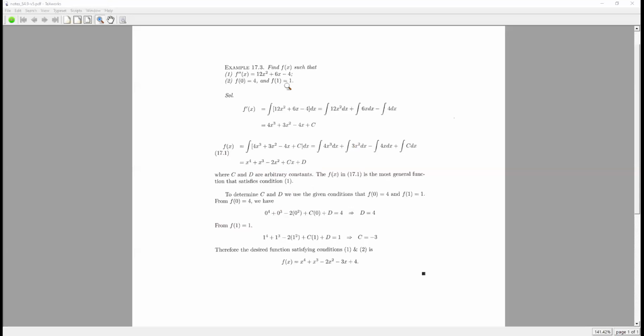The second equation in condition 2 is that the function value at 1 is 1. So plug in 1 for x here. Set the result to 1 to get this equation. D is 4. So solve this equation for c. We get c is -3. Okay, now c is -3 and d is 4. So the function that satisfies these two conditions is this function.